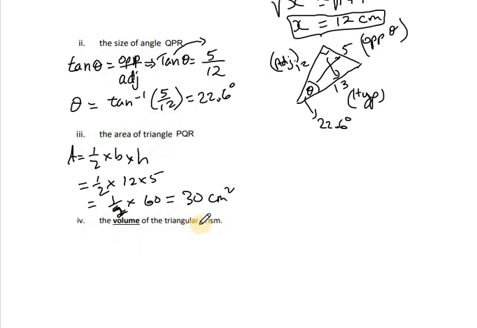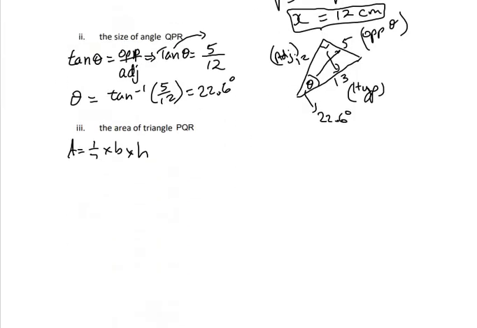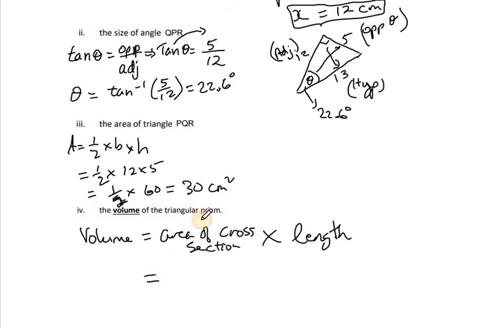Now the volume of the triangular prism. The volume of a prism is given by area of cross-section multiplied by the length of the prism. In other words, the direct distance between the two cross-sections that are identical. So what's the area of a cross-section? The cross-section being a triangle, we found the area, which is 30 centimeters squared.